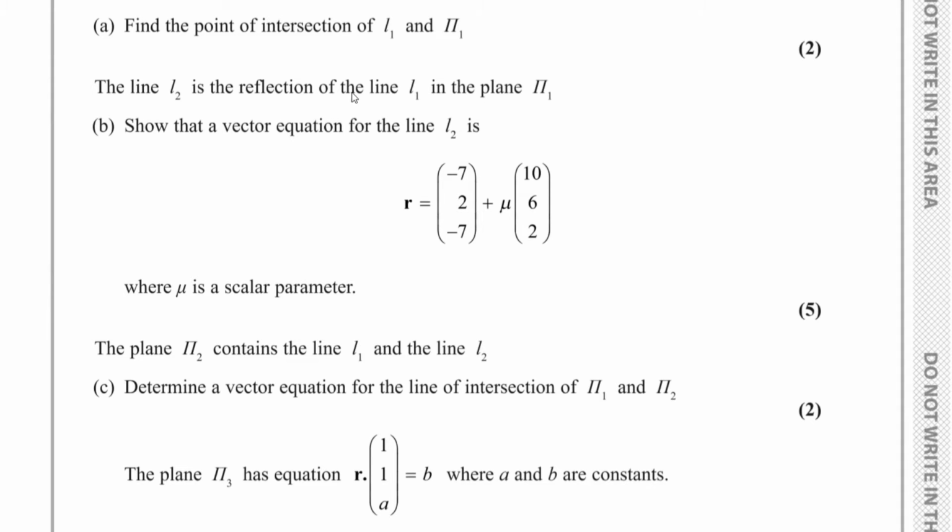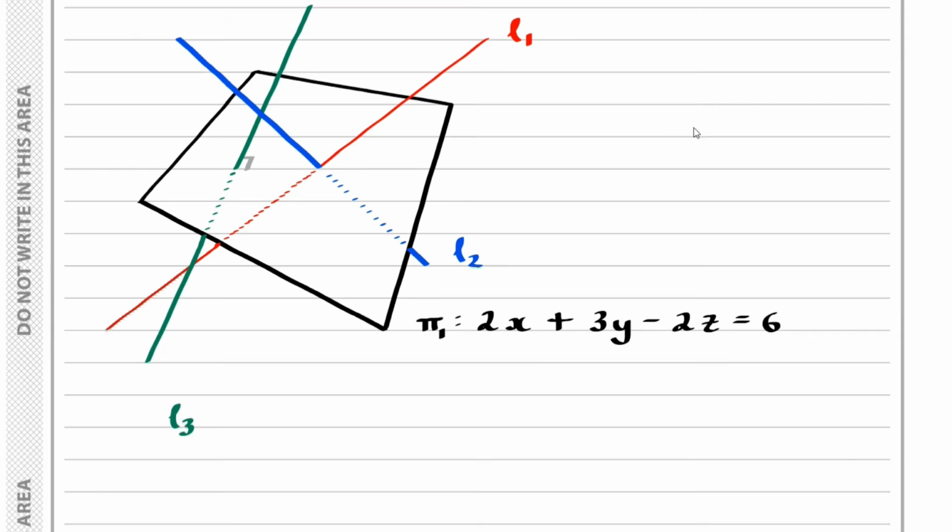The line L2 is a reflection of the line L1 in the plane pi1. For part B, we have to show that a vector equation for the line L2 is r = (-7, 2, -7) + mu (10, 6, 2). Here is a diagram of the plane pi1 with equation 2x + 3y - 2z = 6. We've got the line L1 and the line L2, which is a reflection of L1 in this plane pi, and then we've got the normal to the plane pi with equation L3.